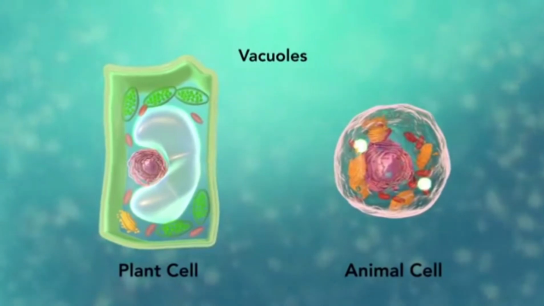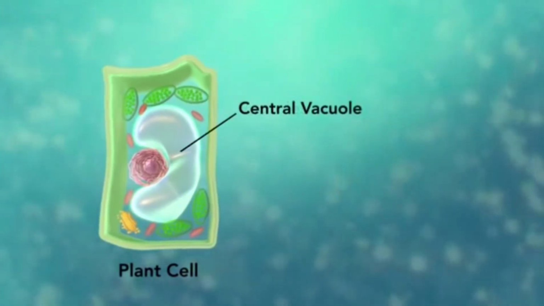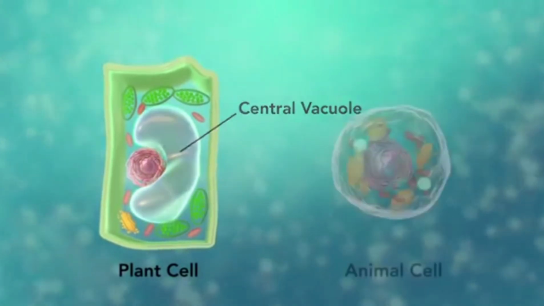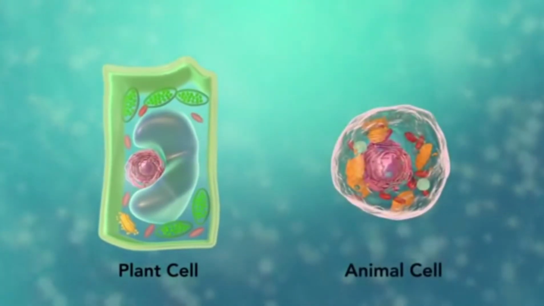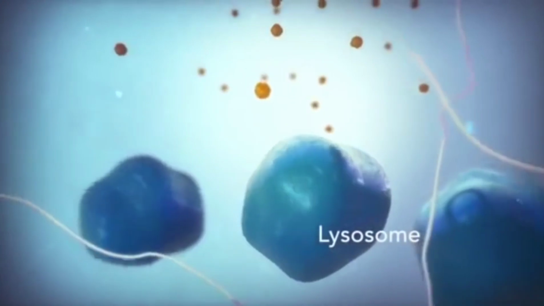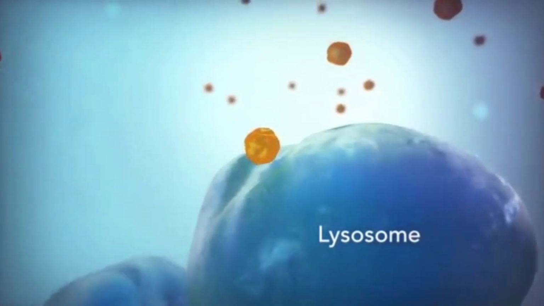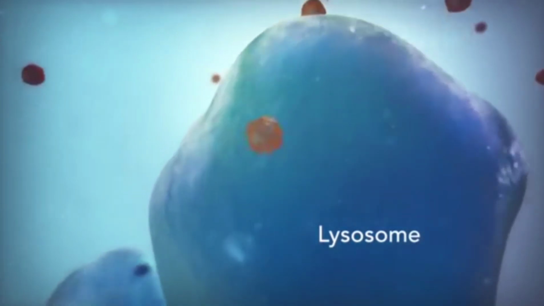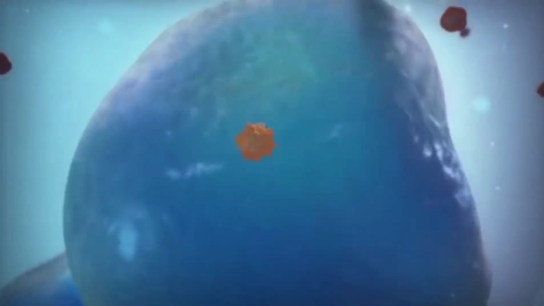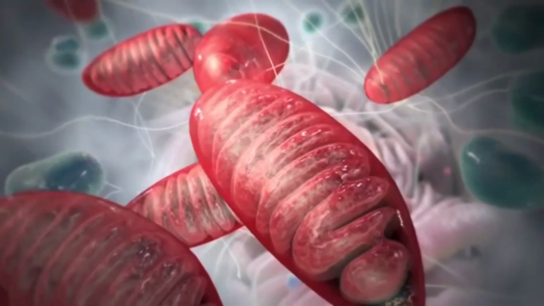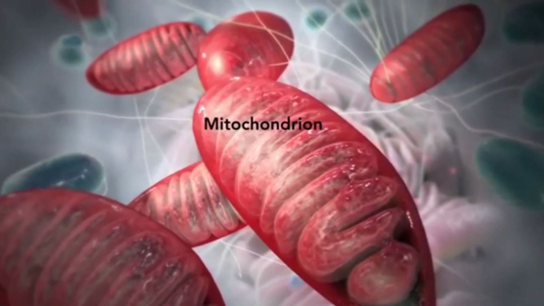The vacuole is a sac-like structure that stores different materials. Here, the central vacuole stores some water. Let's go back to the animal cell. You can see that is the lysosome. It is the garbage collector that takes damaged or worn-out cell parts. They are filled with enzymes that break down cellular debris.